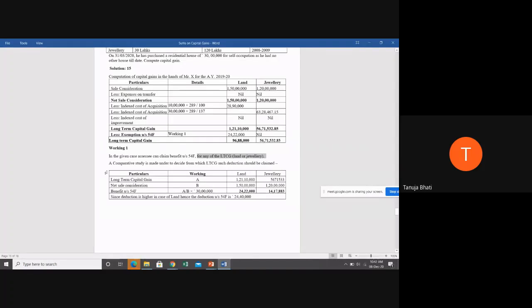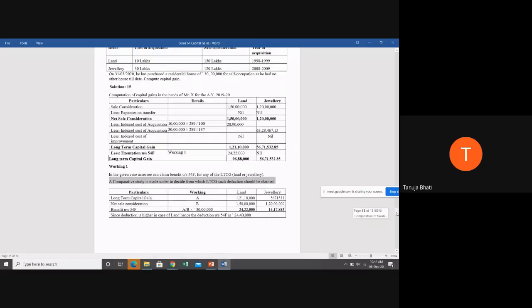So how are we going to calculate that? A comparative study is made to decide from which long-term capital gain such deduction can be claimed. See, remember students, he cannot claim deduction under both the transfers. He has to decide, and the decision will be based on maximum benefit. He will take the deduction under that particular part. So under section 54F, how do we see usually? We compare the long-term capital gain with the net sale consideration.